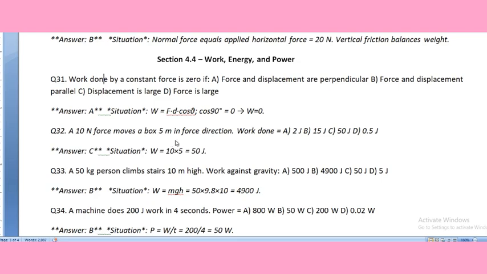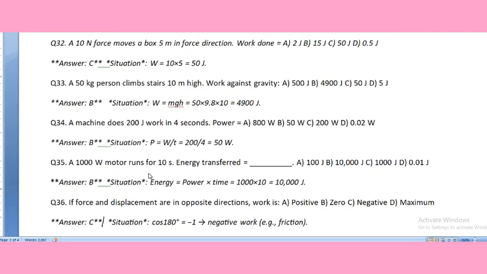The applied force is what? 10 Newton. The displacement moved by the object is what? 5 meters. This is the product: 10 times 5 is equal to 50. The correct answer is C. The next question, question number 33.